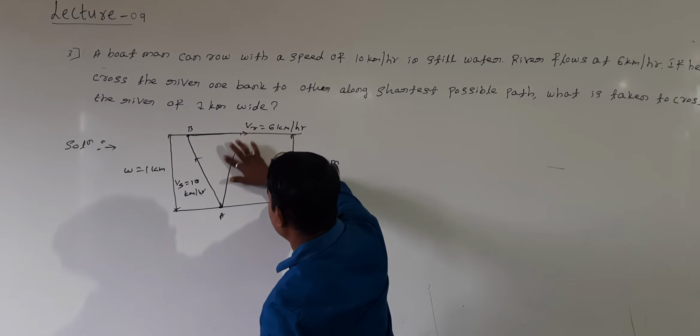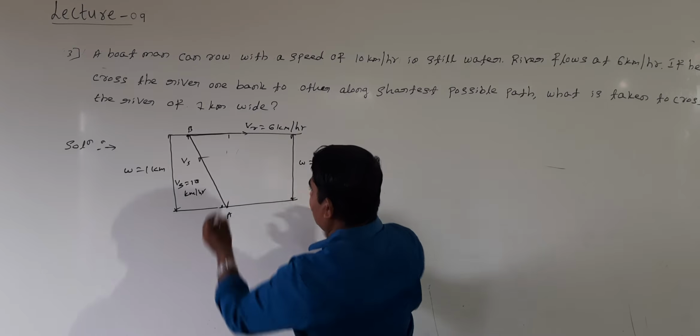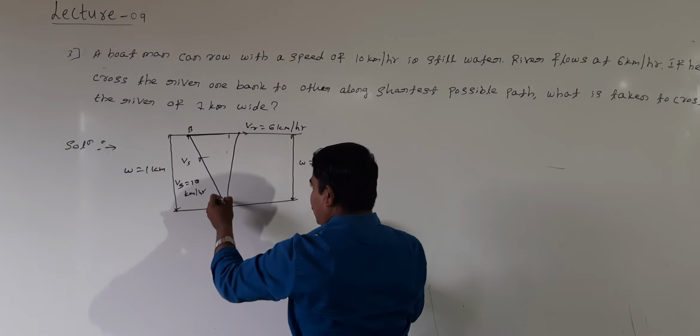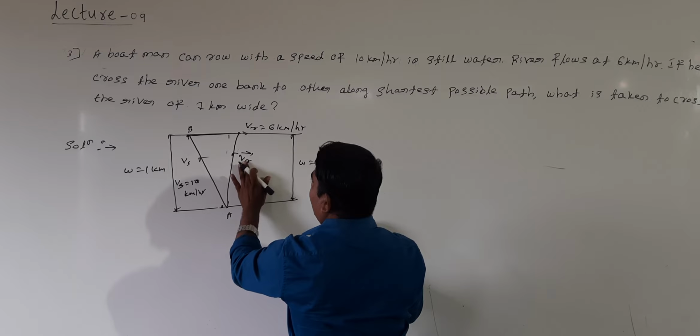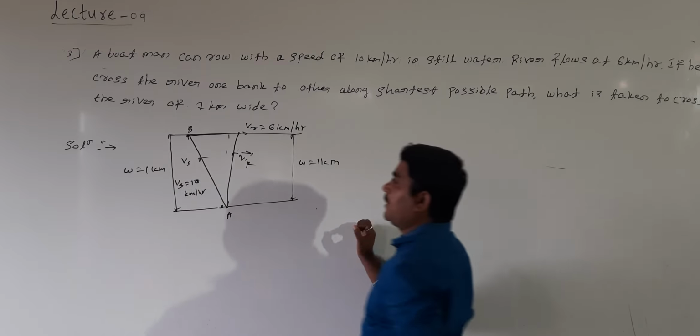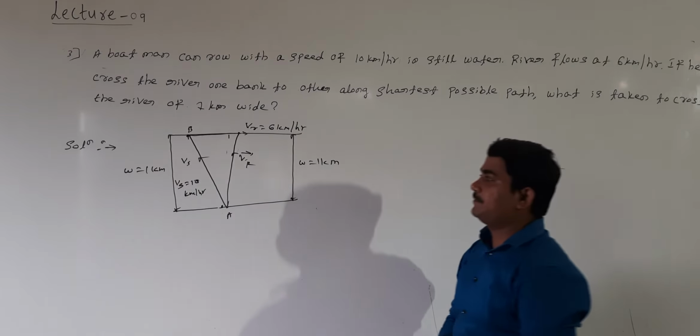This point is A. What about this point? This point is B. This is the velocity, how much? Vs is the velocity, 10 km per hour. Then this is nothing but the resultant velocity. What about this? This is nothing but Vr, or I can take Vr like this, the magnitude.